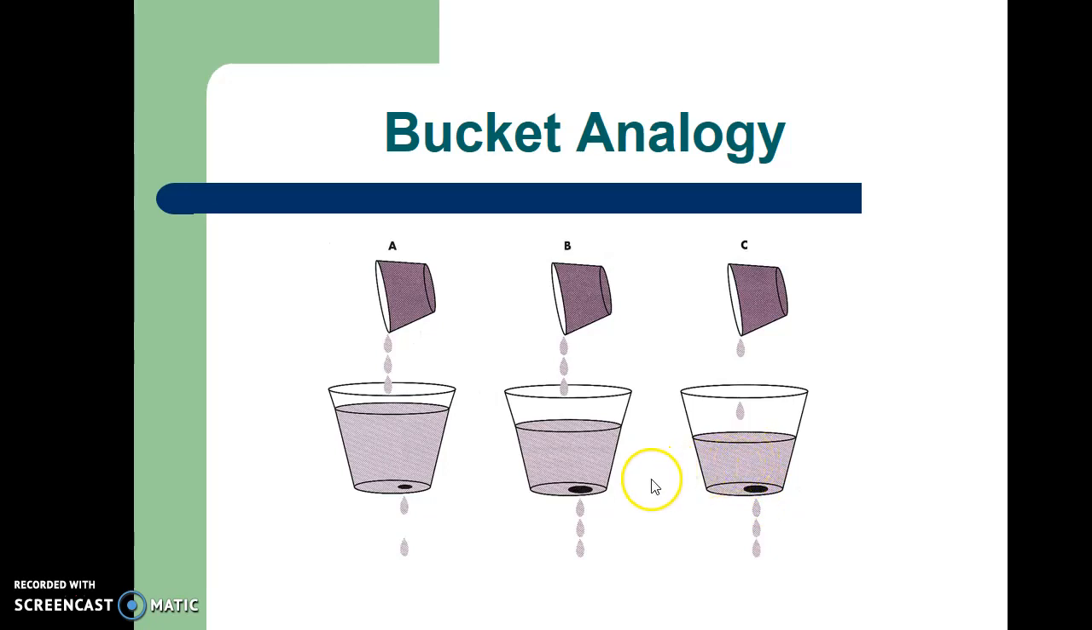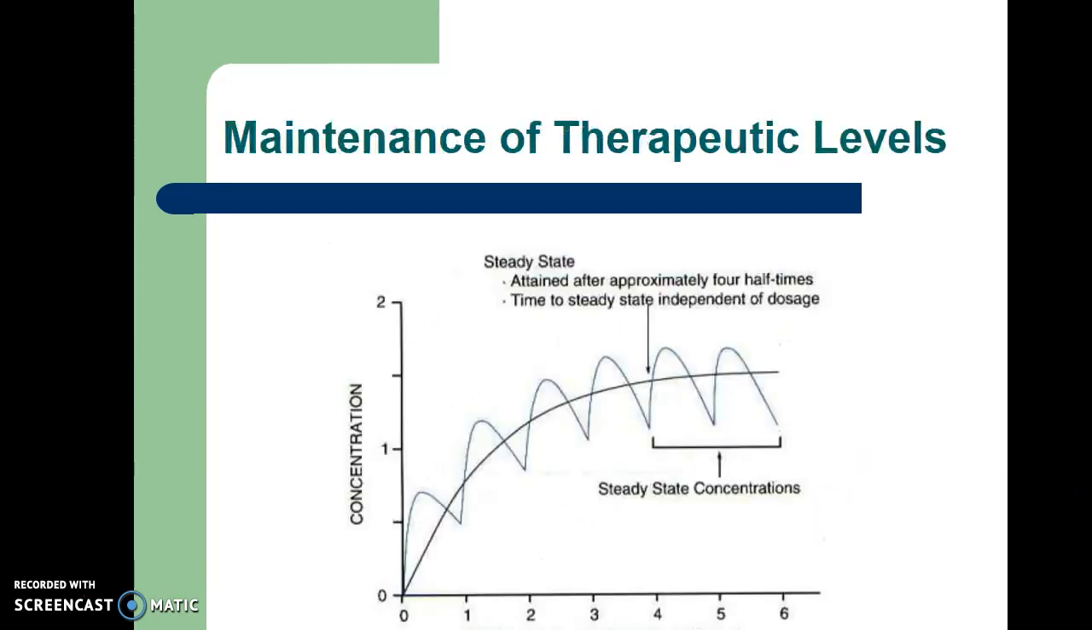The middle bucket is exactly what we want. 3 drops in, 3 drops out. That's where we've reached steady state. The concentration is remaining pretty stable in the animal, and it's allowing the animal to be treated by the medication. This is another way to look at it.